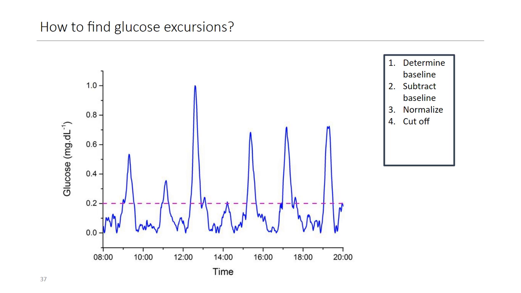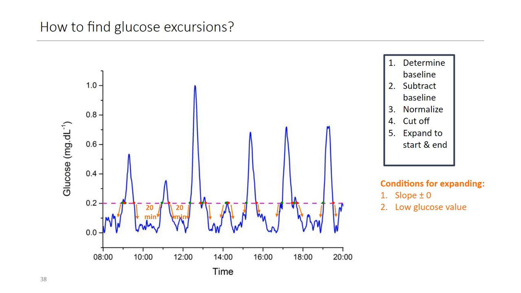After we did that, we placed a cutoff, which was 20% of that highest value for those 12 hours. And now you have starting points and ending points. But as you can see, intuitively, this is not the start and the end of a glucose excursion. And therefore, we started looking to expand our cutoff points towards the beginning and the end of the glucose excursion, where we went looking 20 minutes before our cutoff starting point and 20 minutes after our cutoff ending point.